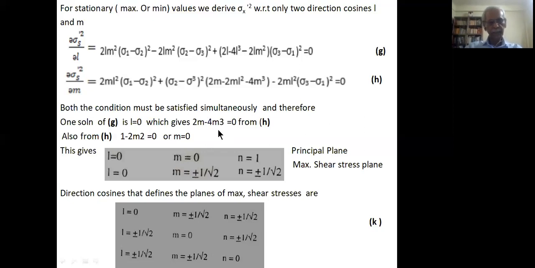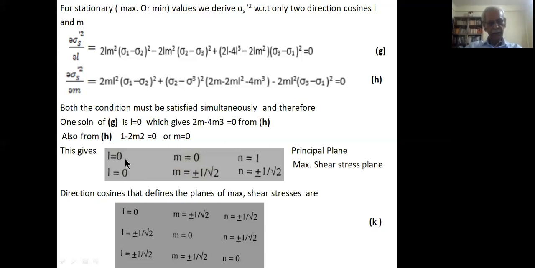Now, what does it mean, 2m minus 4m cube? You take 2m out, so either m can be 0 or 1 minus 2m square can be 0. Take 2m out, what do you have? m into 1 minus 2m square. So either 1 minus 2m square is 0 or m is 0. These are the only two possibilities. So look at it carefully. If we have L equal to 0, then m is equal to 0 or 1 minus 2m square is equal to 0.